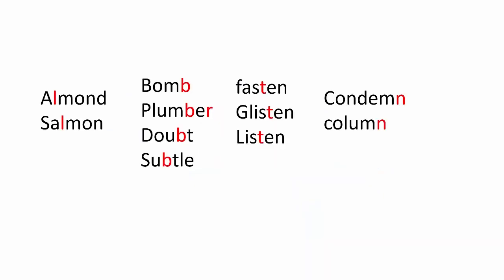And for that you need to understand also, most importantly, the words with silent letters, and these are some of the examples: almond, salmon, bomb, plumber, doubt, settle, fasten, glisten, listen, condemn, column. The silent letters are marked here in red. So when you understand these letters, I'm going to give a separate chapter on silent letters as well, and why certain silent letters are mentioned, in what situations these silent letters are mentioned, also will be discussed in my further videos.